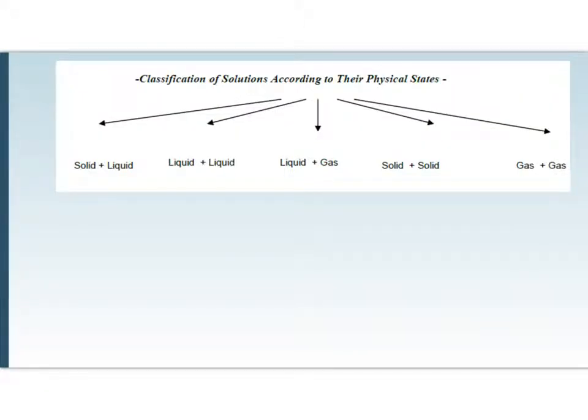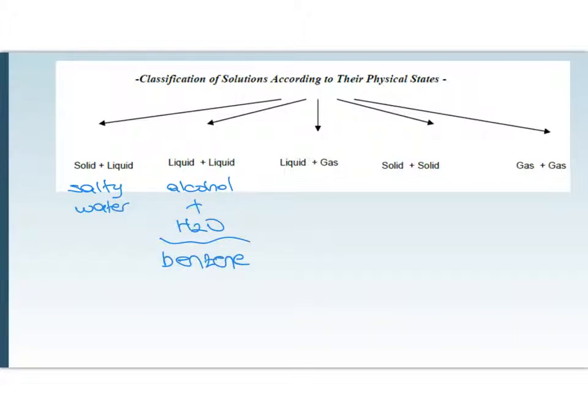Classification of solutions according to their physical states. For example, solid and liquid. What can you give? Example, salty water. Liquid and liquid: alcohol plus water. Let me give another example: benzene plus carbon tetrachloride. Benzene is non-polar, a liquid, and this is also non-polar, so they are going to be dissolved in each other very well.